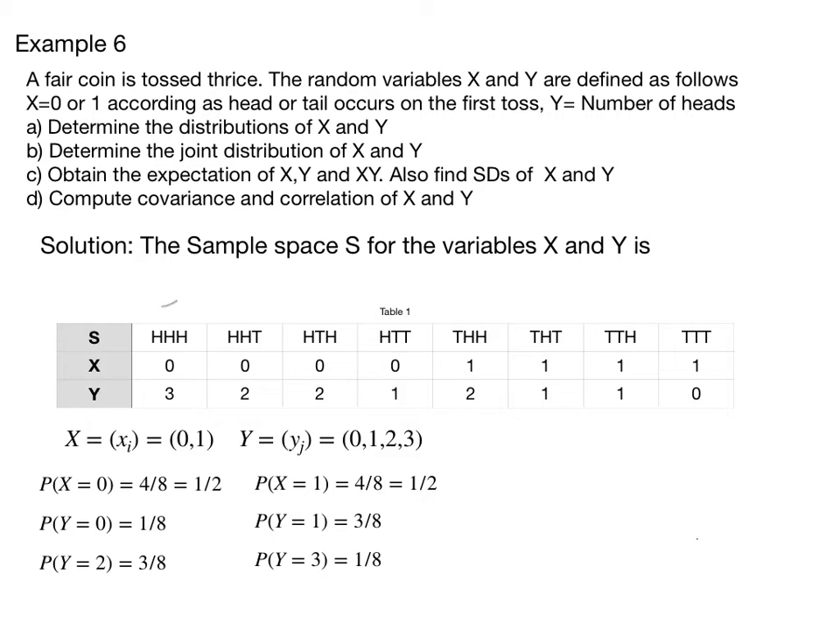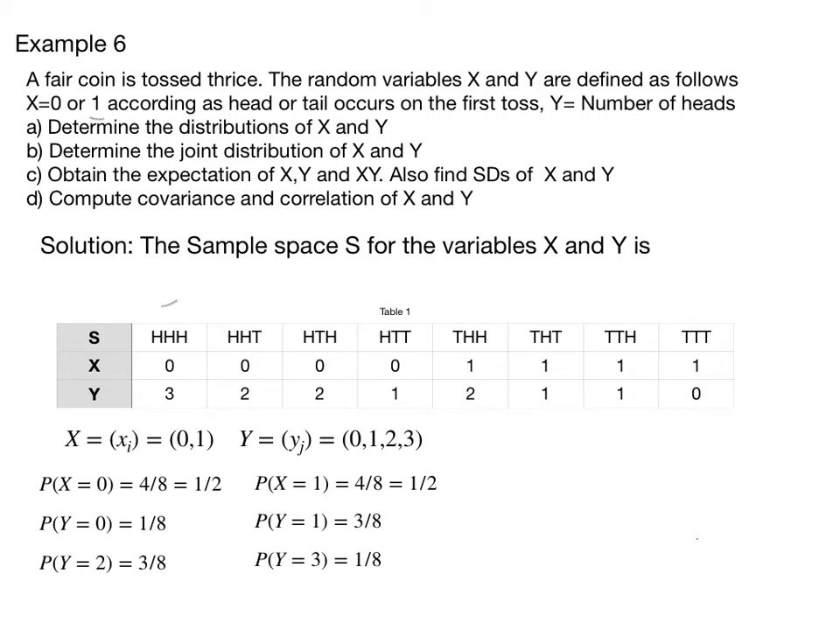The first coin is head: 0. In the remaining four cases, you can see the first coin falls as tail, so it is given as 1, 1, 1, 1. Here x is equal to 0 or 1 according to whether head or tail occurs in the first toss. And y is the number of heads.